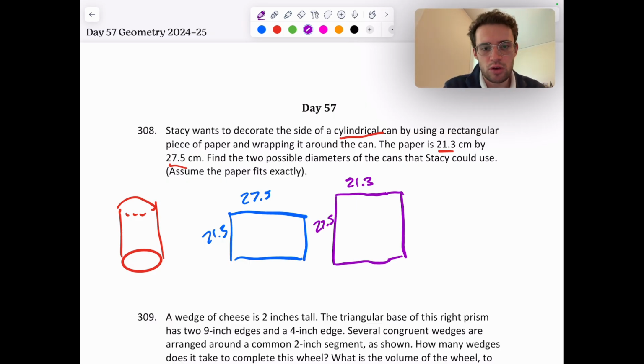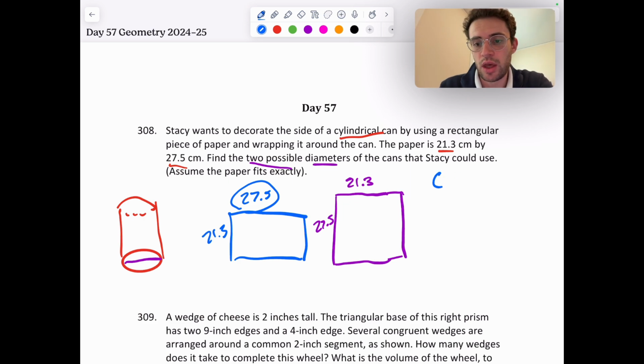Now they said find the two possible diameters of the can that Stacy could use. So the diameter would be related, of those two, the height and the circumference, it would be related to the circumference. So it just matters which of them is the circumference. The way that I have it oriented here, that would be a 21.3 centimeter tall can that has a 27.5 centimeter circumference. So we know circumference is equal to pi times diameter. You could also write 2 times pi times the radius, but we're looking for the diameter here.